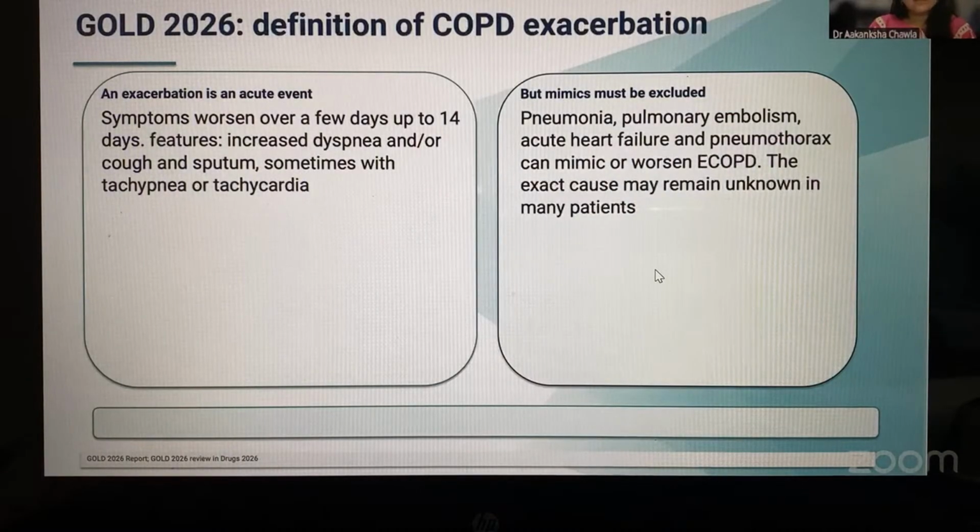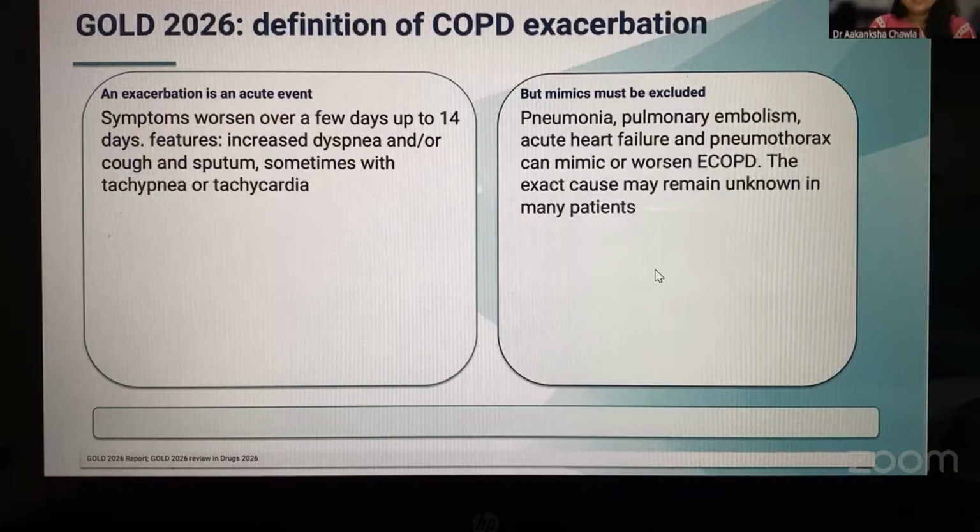So when we look at the basic definition according to the GOLD 2026 of COPD exacerbation, it is when the symptoms worsen over a few days to up to 14 days. And what would these symptoms be? There will be increased dyspnea, increased cough or sputum.